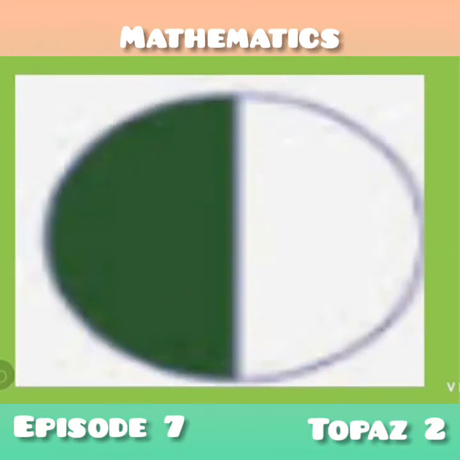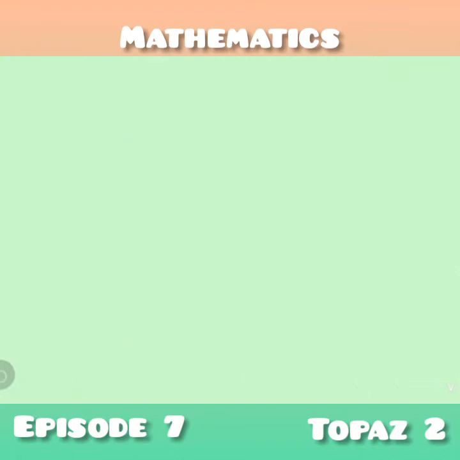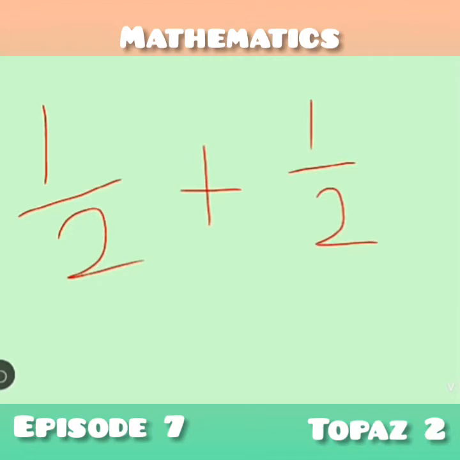Look at the shape, a circle, which has also been divided into two parts. One side is half and the other side is half. That means half plus half equal to 1. Half plus half equal to 1.